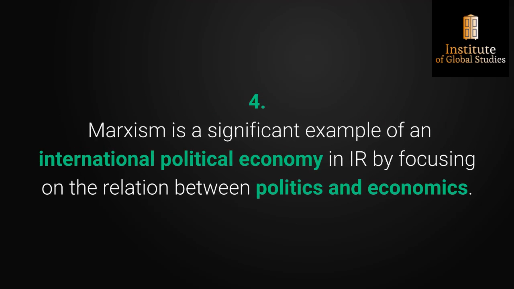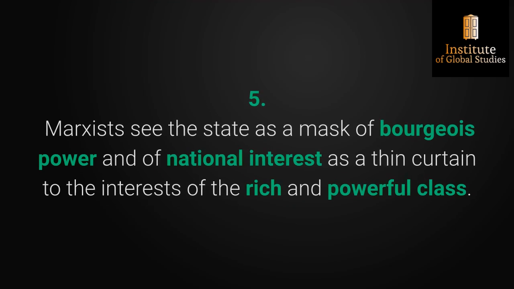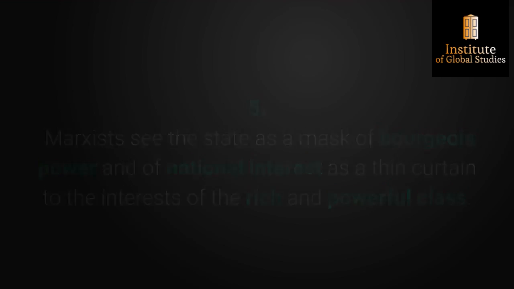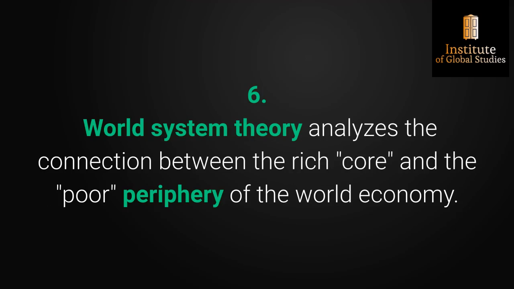4. Marxism is a significant example of an international political economy in IR by focusing on the relation between politics and economics. 5. Marxists see the state as a mask of bourgeois power and national interest as a thin curtain for the interests of the rich and powerful class. 6. World system theory analyzes the connection between the rich core and the poor periphery of the world economy.